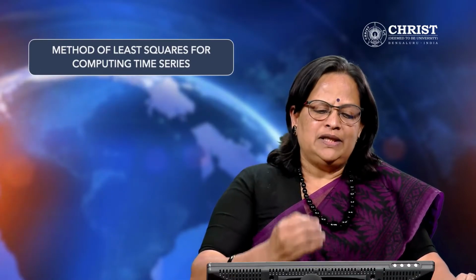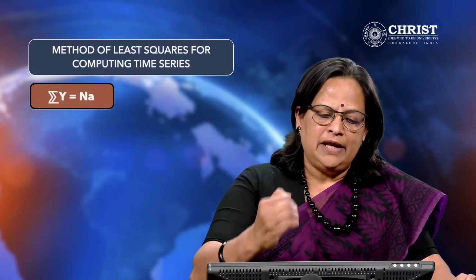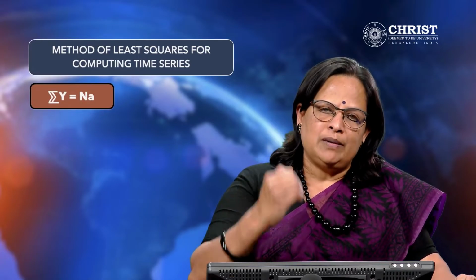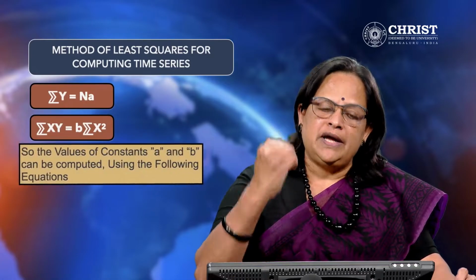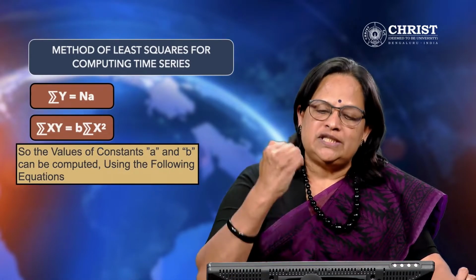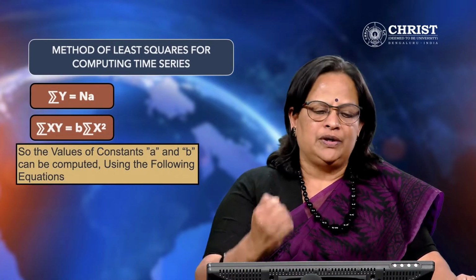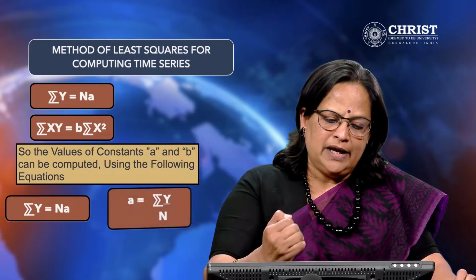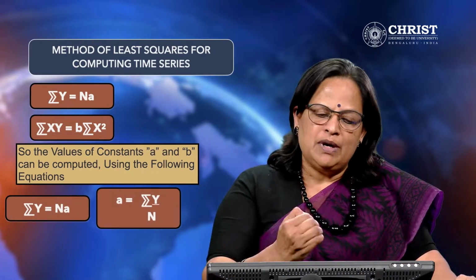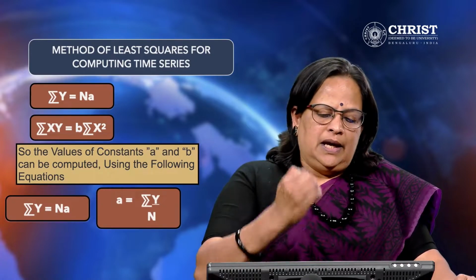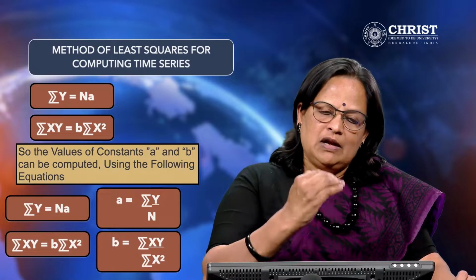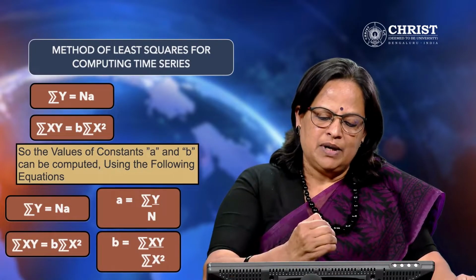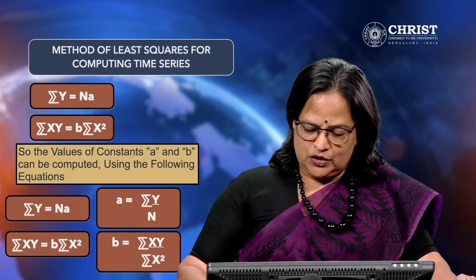Now continuing with that, sigma y is equal to NA. We are going to derive the equations for computing A and B. Sigma xy is equal to B sigma x squared. So the values of constants A and B we have to compute. Sigma y is equal to NA, so A is equal to sigma y divided by N. And sigma xy is equal to B sigma x squared, so B is sigma xy divided by sigma x squared.